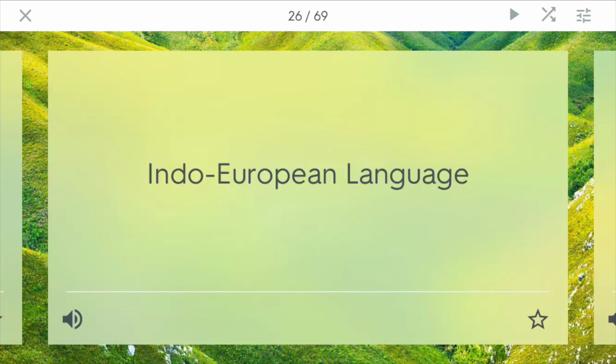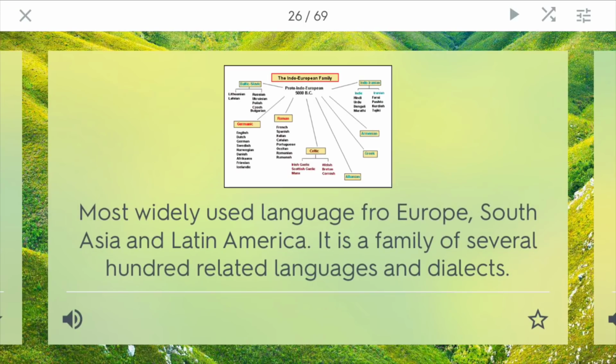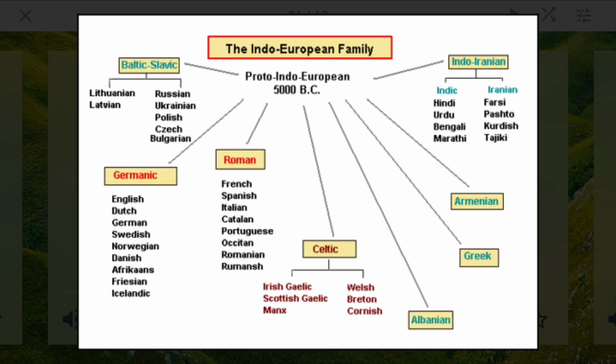Language has been a dominant factor in culture for many people, and the Indo-European language is probably the most dominant language branch group family that has come out of history. So it's the most widely used language from Europe to South Asia to Latin America. So this is like the Indian languages and all the European languages. It is a family of several hundred related languages and dialects, and as you can see here, even the language we speak today, English, and many languages that came around English all stem from this Indo-European family.